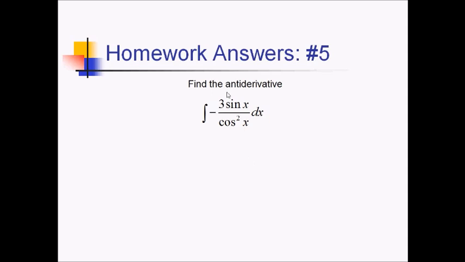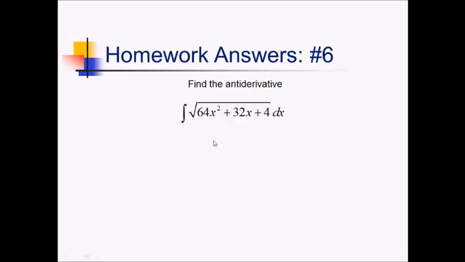For number 5, we have a whole bunch of trig functions in a fraction. So at this point, we're thinking maybe we can turn this into something else using our identities. We have a sine over cosine, which is tangent, and then we have an invisible 1 over cosine, which is secant. So we can really rewrite this as negative 3 secant tangent of x. And then secant tan, that's the function whose antiderivative is just secant, because the derivative of secant is secant tan. So we can just write this as negative 3 secant of x plus c.